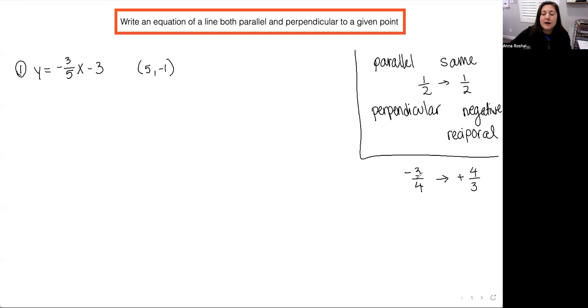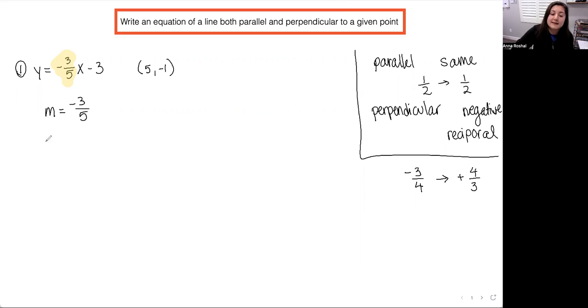And this would come from my original equation. So whatever the slope would be would come from my original equation. So for example, when I'm looking at this very first equation right here, I'm looking at this negative 3/5. Negative 3/5 is my slope. So I wanted negative 3/5 as my original slope.